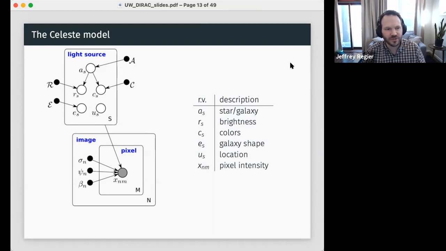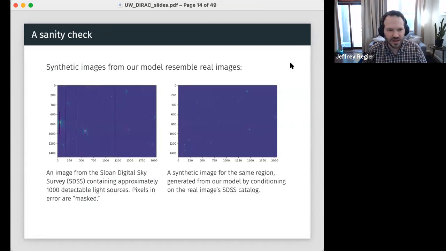So this is a high-level view of the statistical model that we proposed at first to model images. And one thing that you can do with a model, just to check that your model is any good, is you can look at a real astronomical image, and you can condition on the catalog generated by some other tool, so the SDSS catalog in this case, and then generate a synthetic image from the statistical model. So this is a draw of a conditional distribution. And you can see that the image to the right looks pretty much like the image to the left.